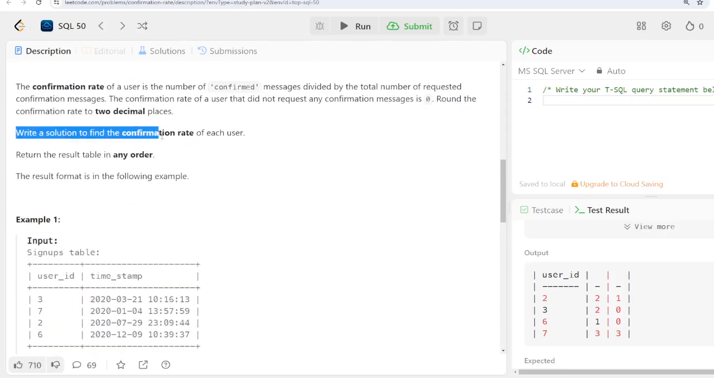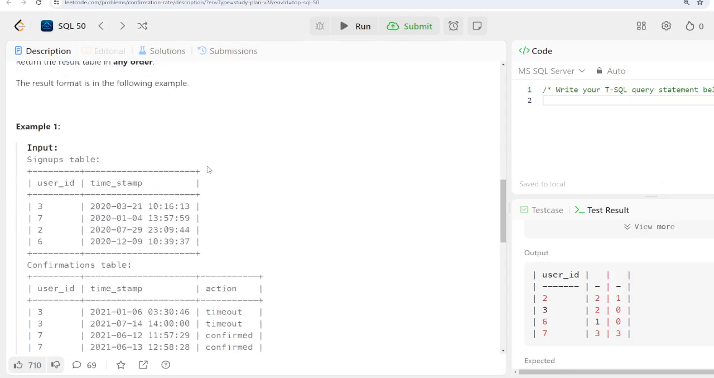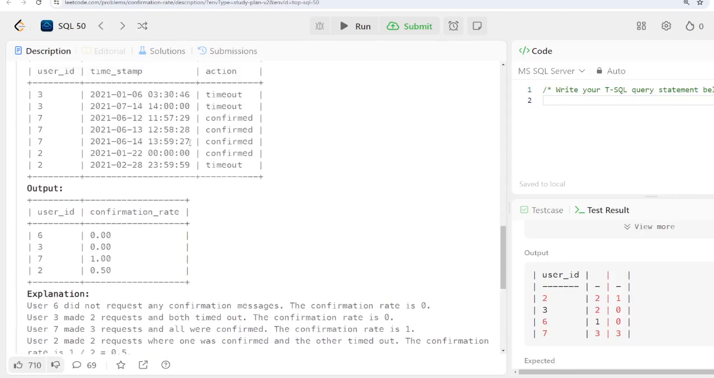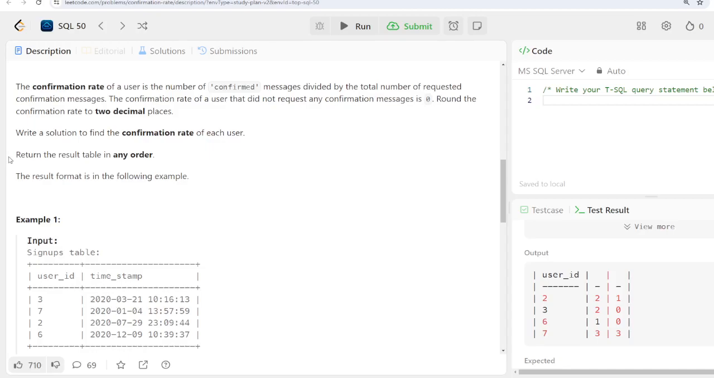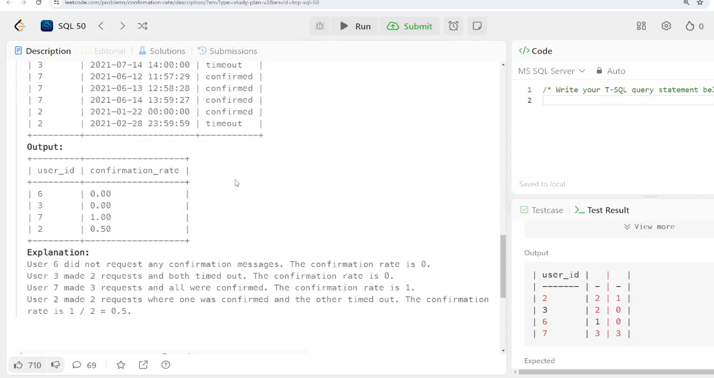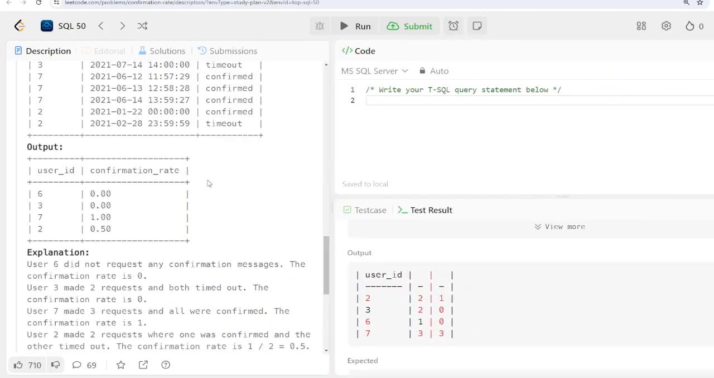Write a solution to find the confirmation rate of each user. So basically in the output I need the confirmation rate for each user. All right. Return the result table in any order, so we don't have to do order by. The result format is in the following example. So this is the input and this is the output that I want. Okay, I hope you understand the question, and now let me try to solve this.